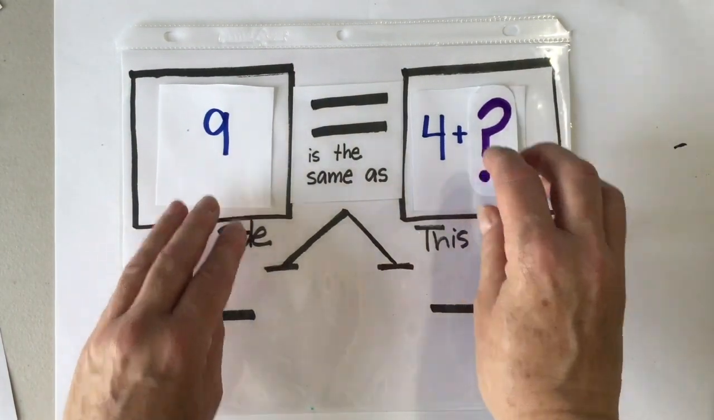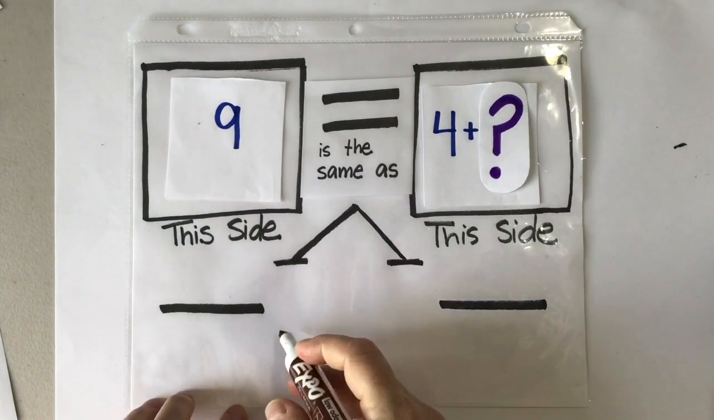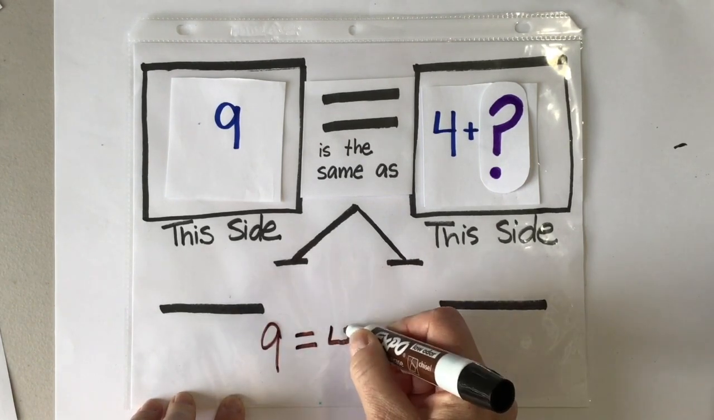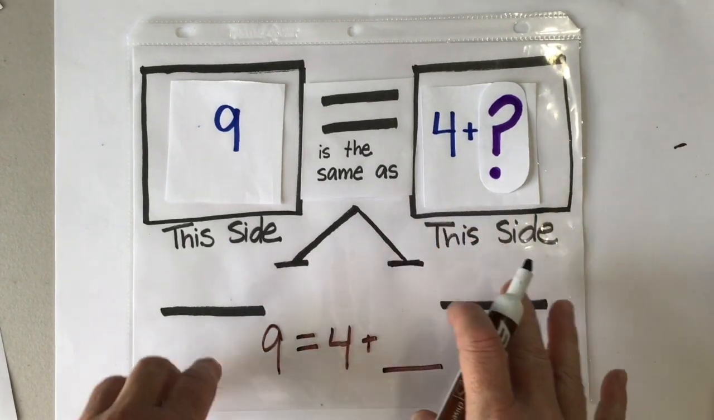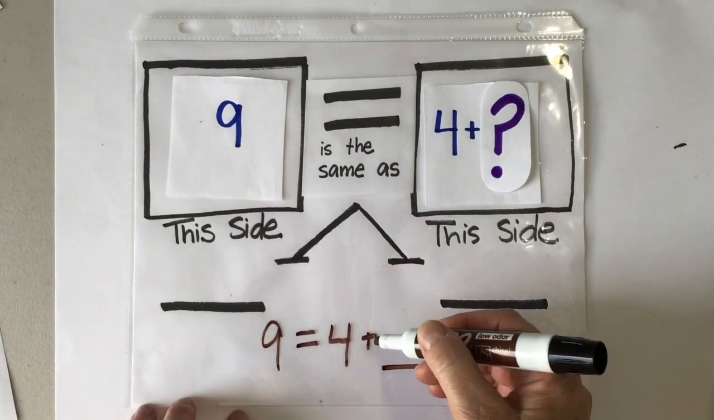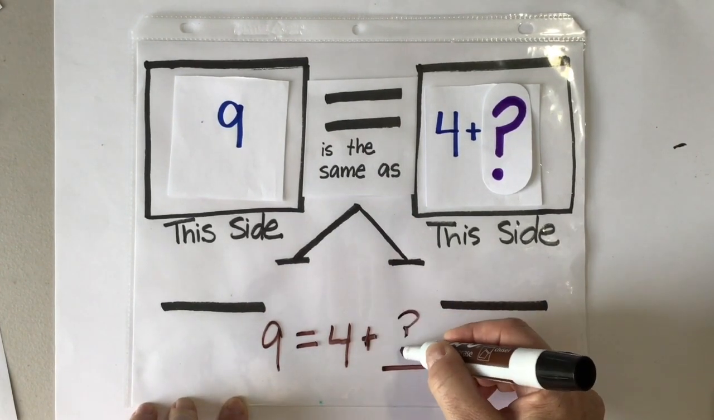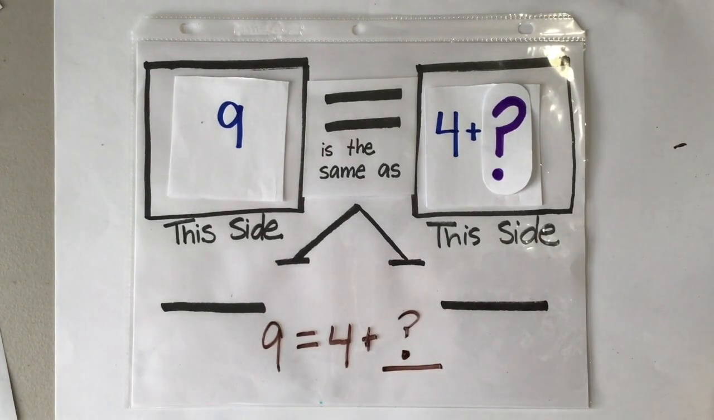Here's our first one. So on your paper or on your board, go ahead and write this. You're going to write 9 equals 4 plus something. If you don't have the workboard, you can just write that in your notebook. This is what we're solving for. We're solving for what's called an unknown. We don't know what it is, but we're going to solve for it.